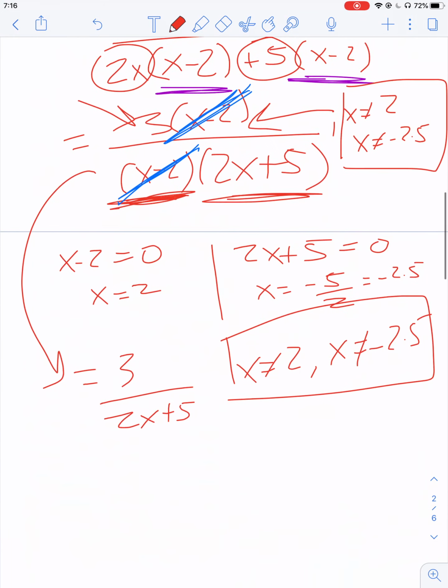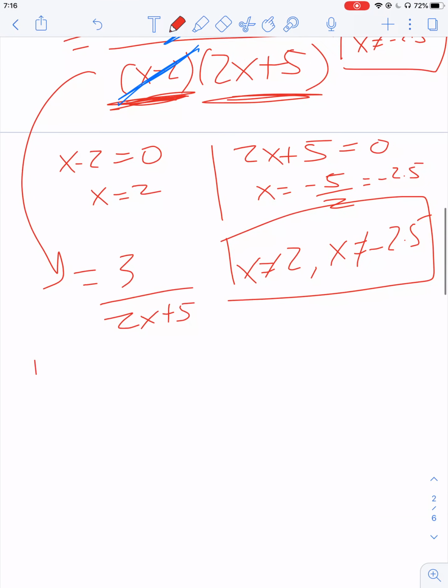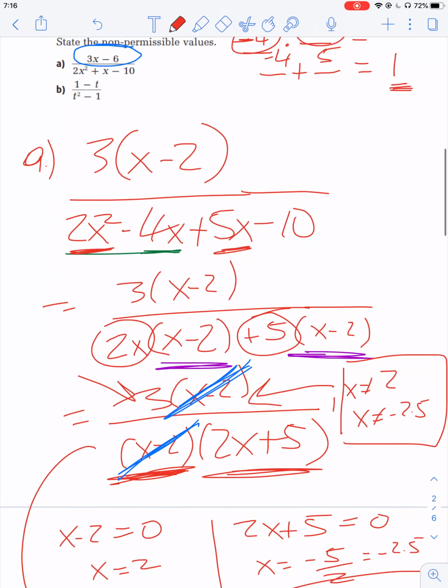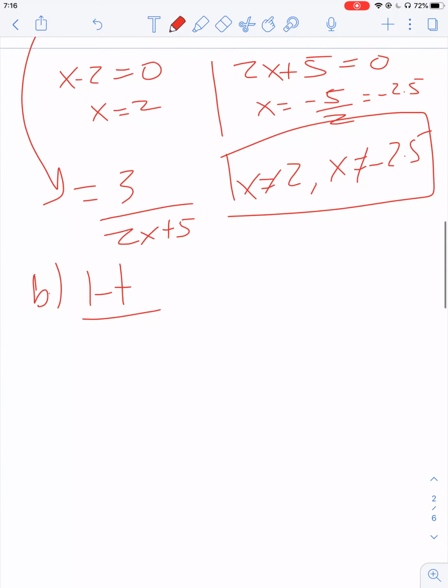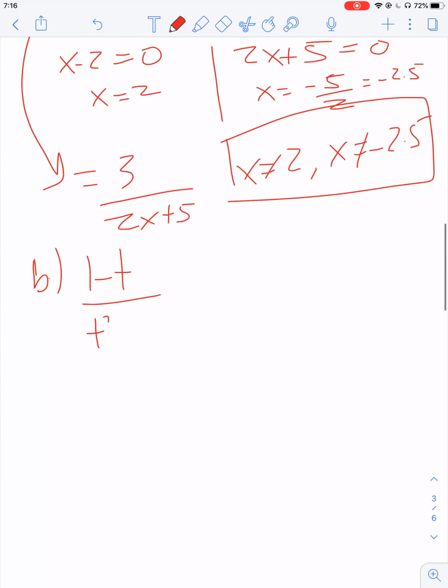So part B, we have 1 minus t over t squared minus 1, right? As you can see, once you start seeing quadratics, especially when you see a minus sign, this should automatically tell you that this is a difference of squares, okay? So I can't really factor anything on top, but at the bottom, this just becomes t plus 1.